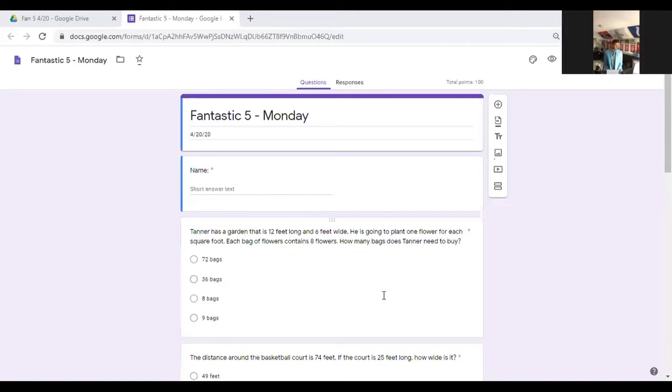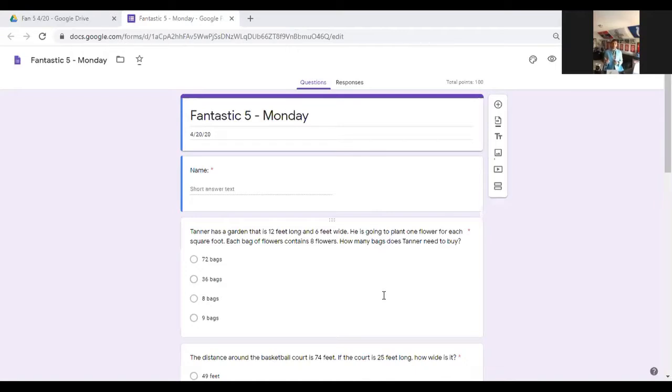Tanner has a garden that is 12 feet long and 6 feet wide. He's going to plant one flower for each square foot. Each bag of flowers contains 8 flowers. How many bags does Tanner need to buy? So look, there's a lot to unpack in that question.